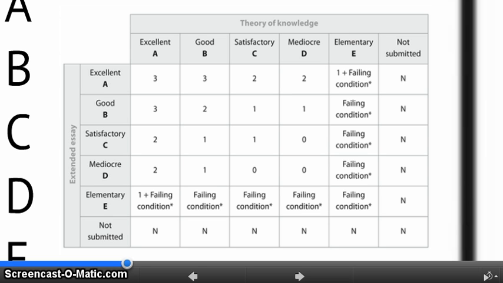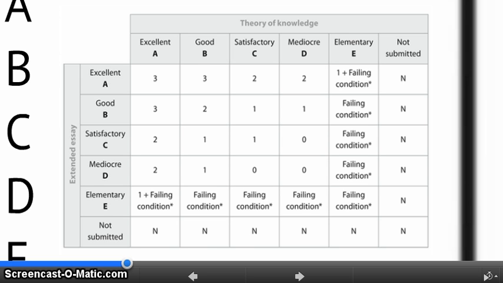So then if you look at the chart and you go down to the other end, an E on either of those papers results in a failing condition. And what that means is that you are no longer in that 24-point category. Now you have to earn 28 points in order to get an IB diploma. You do not want to be in that category. Let me say that again. You do not want to get an E on either the extended essay or the theory of knowledge paper.